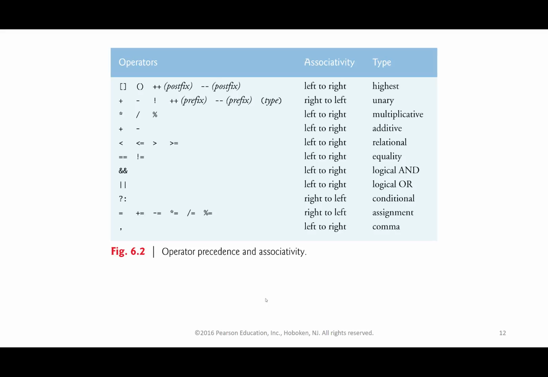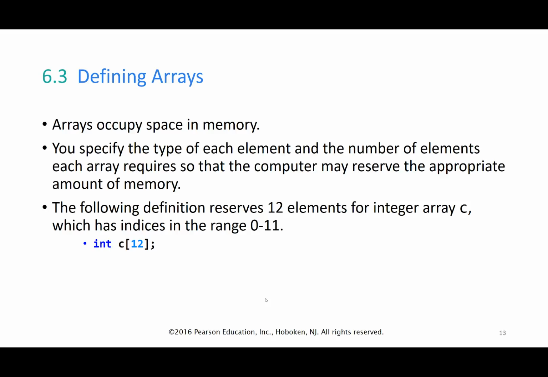So if I use an array element in an equation, it's going to determine what element of the array it is first. I've never seen that being an issue. Arrays occupy space in memory. You have to specify the type of elements in the array. If it's an array of integers, that's great.